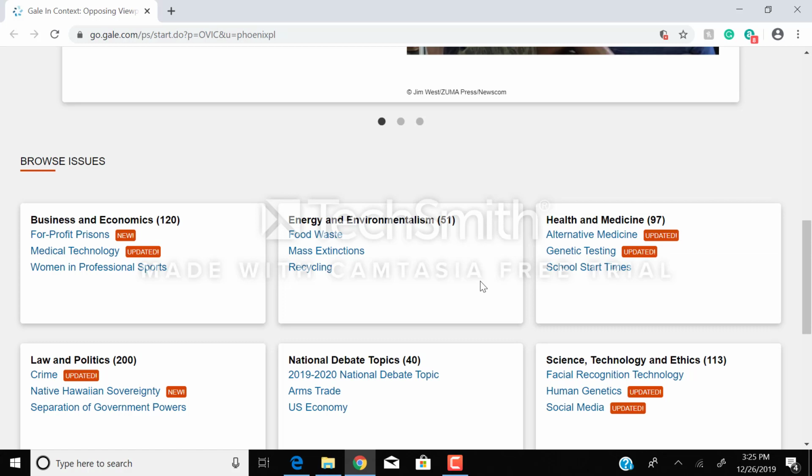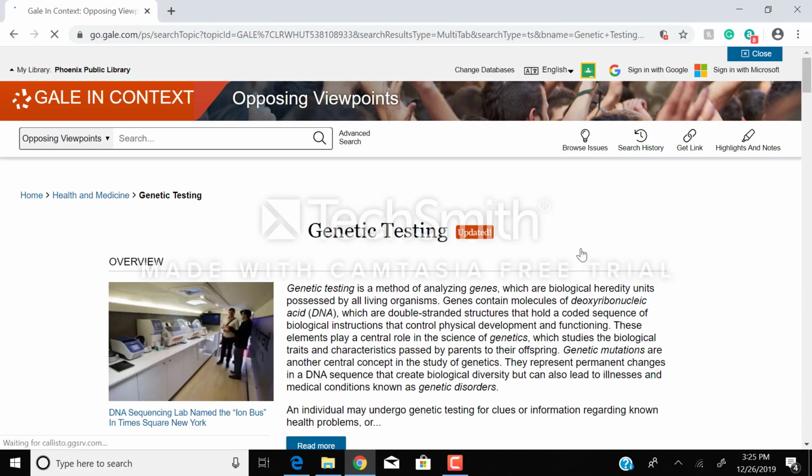All right, I'm going to choose one here. We're thinking about genetic testing, anything health or science related. So right off the bat, there's a high bar when it comes to the C of the CRAP test.